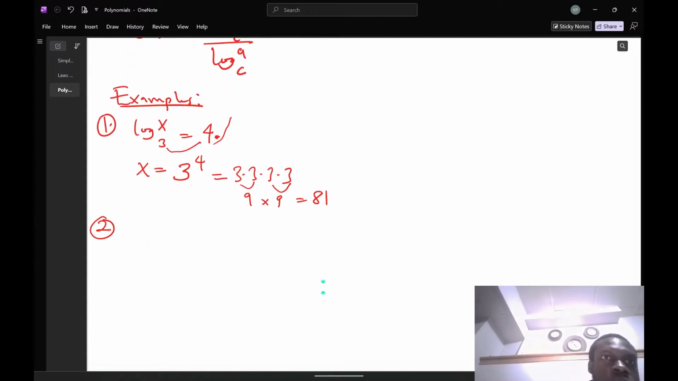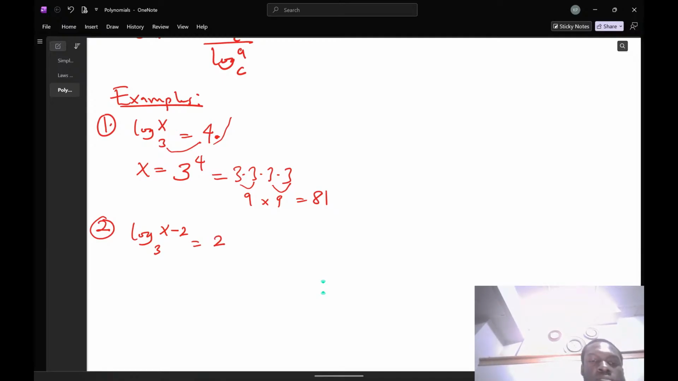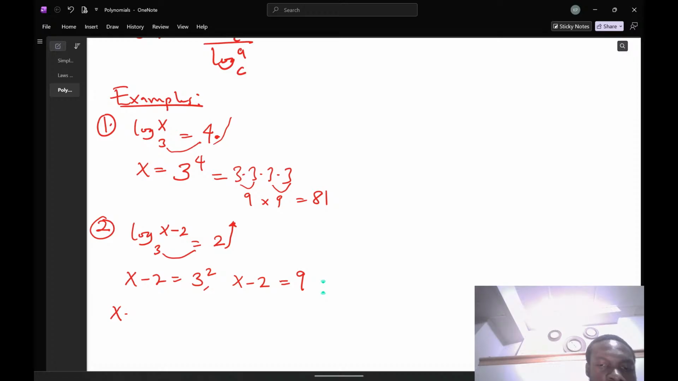Another one: we have log of x minus 2 base 3 is equal to 2. In this case it will be x minus 2. We do it the same way we did the previous one. This one goes up, this one also goes up. So that will be x minus 2 equals 3 raised to power 2. 3 raised to power 2 is 3 times 3, which is 9. So now x will be equal to 9 plus 2, which is 11. So that's it for that question.